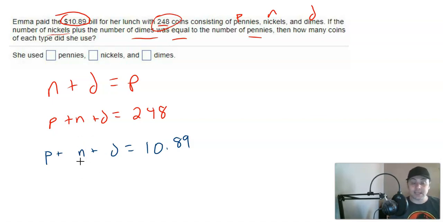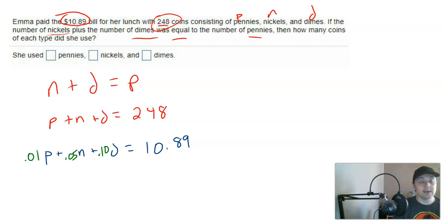If I have 10 nickels, how much money is that? I want this to be the money that the nickels are worth. If I have 10 nickels, that's the number of nickels I have, but the value of those nickels would be 50 cents, 0.50. The way I get the value from the number of nickels is to multiply the number of nickels by 0.05. Multiply how many nickels you have by the value of each nickel, and you'll get the value of your nickels. So it needs to be 0.05N for the value of the nickels, 0.10D for the value of the dimes, 0.01P for the value of the pennies. And so there's my third equation.